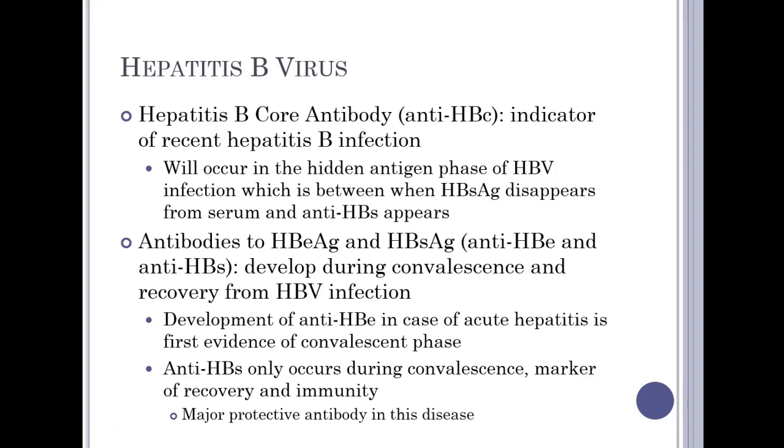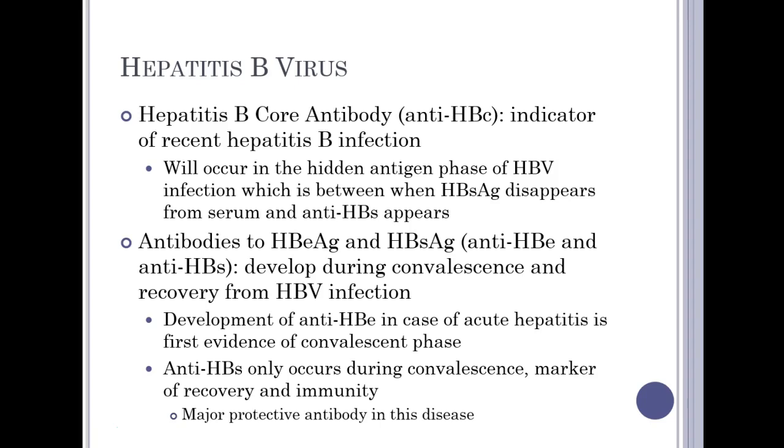Antibodies to hepatitis E antigen and B surface antigen develop during convalescence and recovery from hepatitis B infection. So once you have the E and the S antigens, the antibodies are going to come in, right? Because you have to have the antigen before the antibody. So we're going to have the anti-hepatitis B E and the anti-hepatitis B surface. Those are going to occur after the infection is gone to help prevent against future infections.